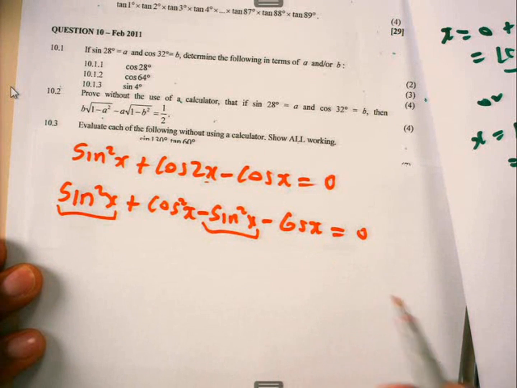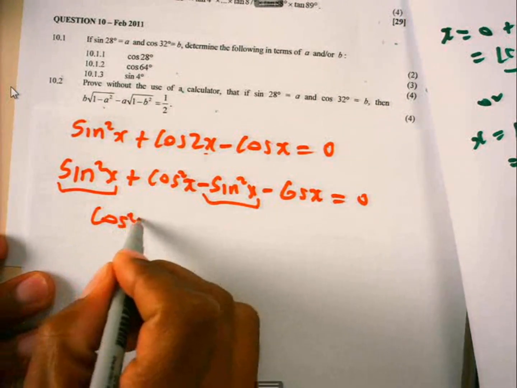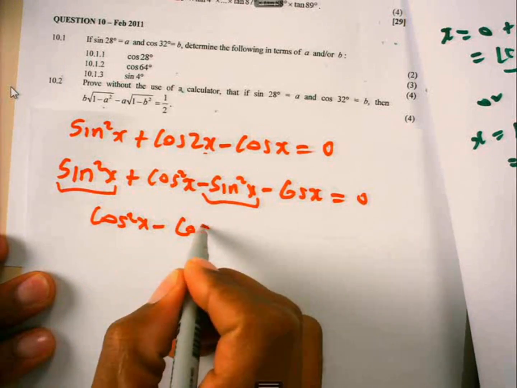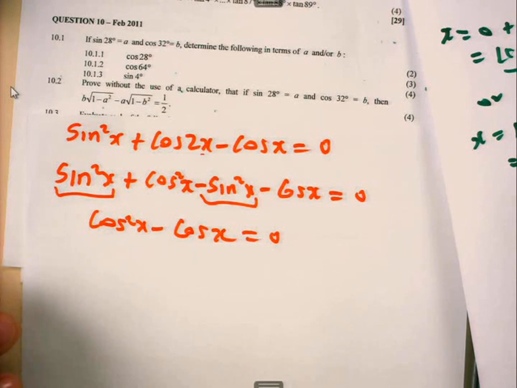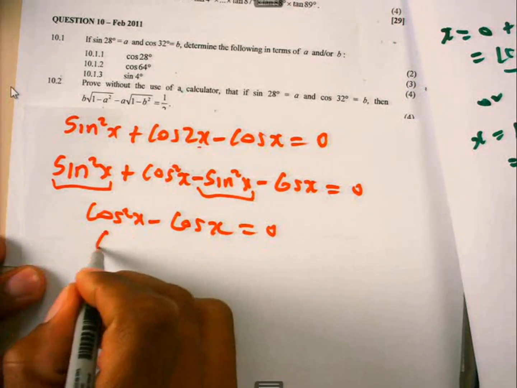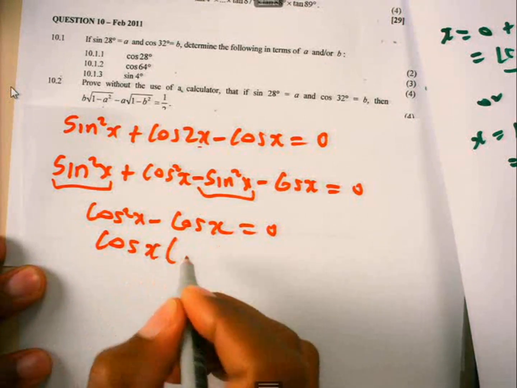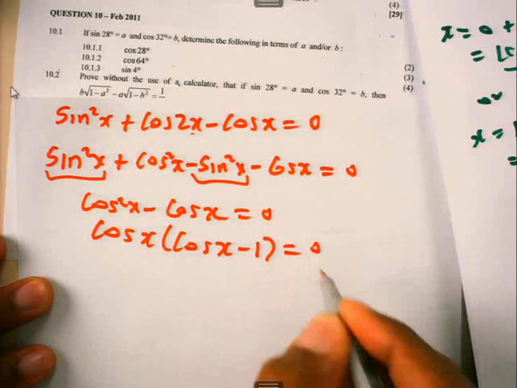What is the answer there? It's a 0. Therefore, now we have cos squared x minus cos x is equal to 0. Then immediately from here, now we can take out a common factor. What is the common factor? The common factor there is cos x. Now we are left with cos x minus 1 is equal to 0.